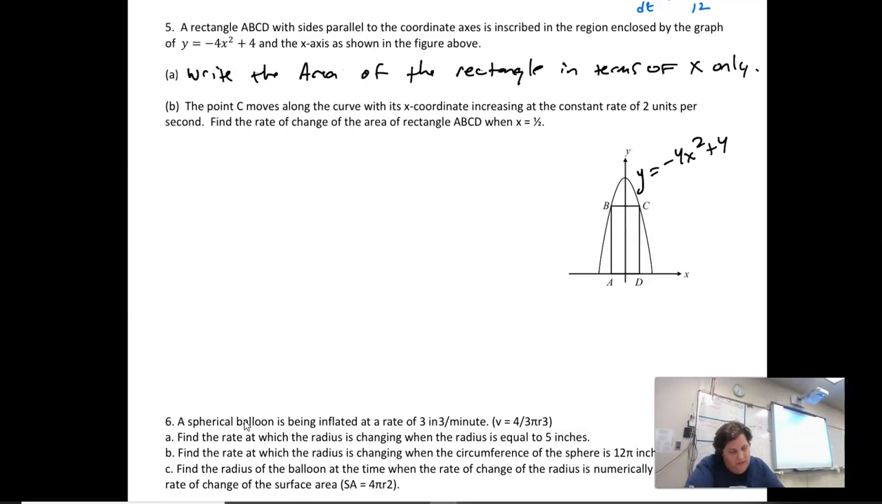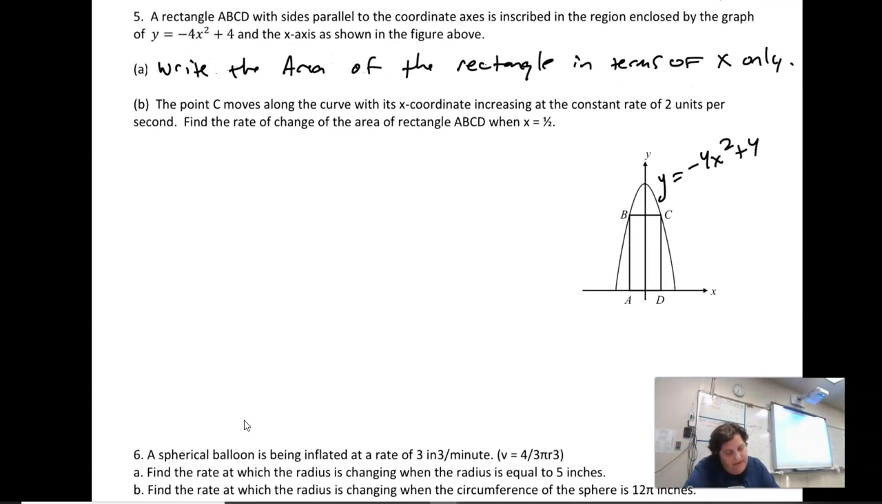Okay, so here we go on number 5. I'm going to change part A. I just decided before I make copies of this. All right. Rectangle ABCD with sides parallel inscribed in a region enclosed by the graph of y equals negative 4x squared plus 4, and the x-axis is shown. Write the area of the rectangle in terms of x only.